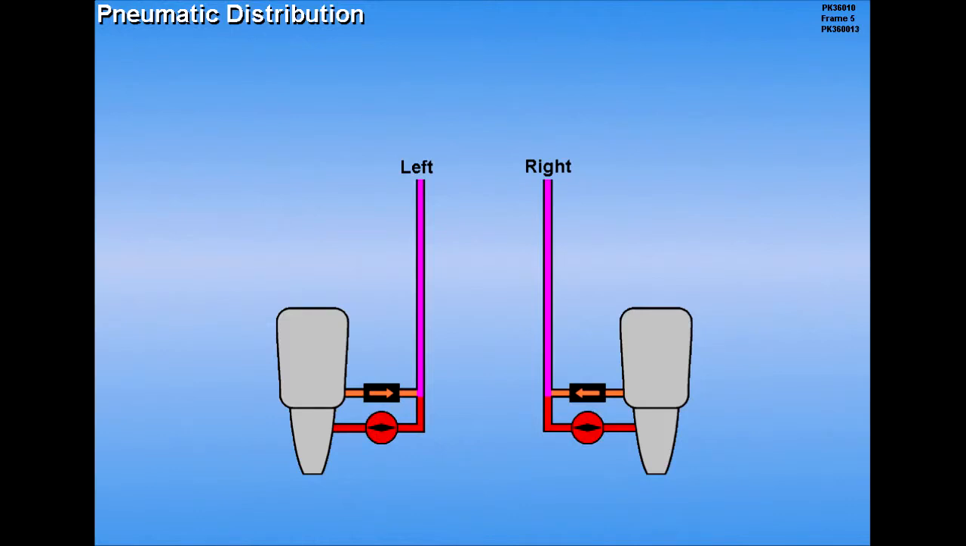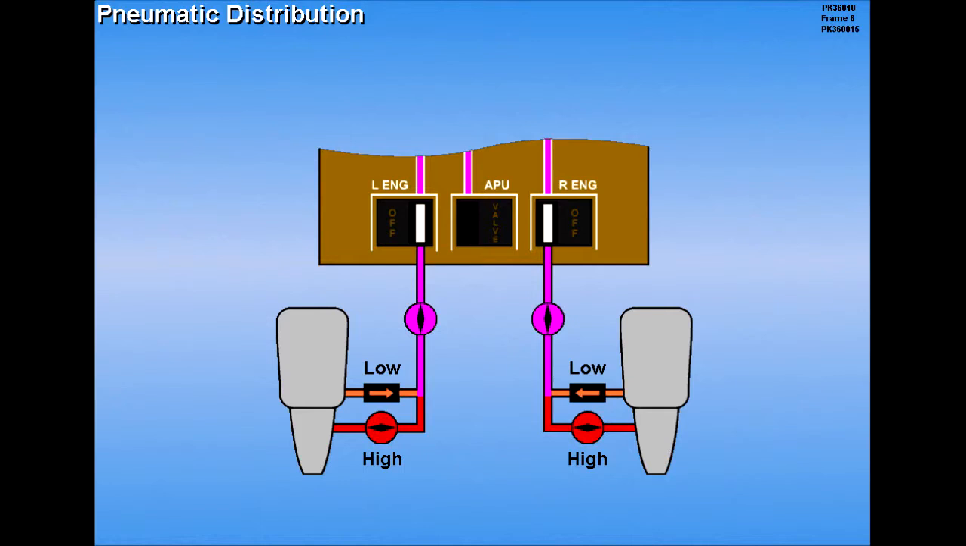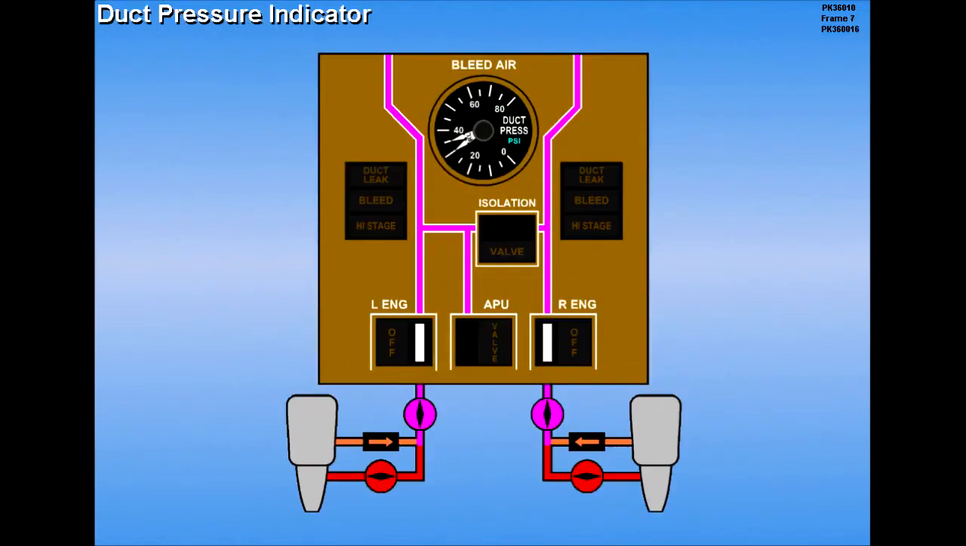Each duct is supplied with low and high pressure bleed air from the respective engine. A high pressure valve automatically modulates the high pressure air. Engine bleed valves regulate the bleed air supplying the pneumatic ducts. A single duct pressure indicator has a left and right needle that indicates pressure in the respective duct. An isolation valve allows either engine to supply both pneumatic ducts.